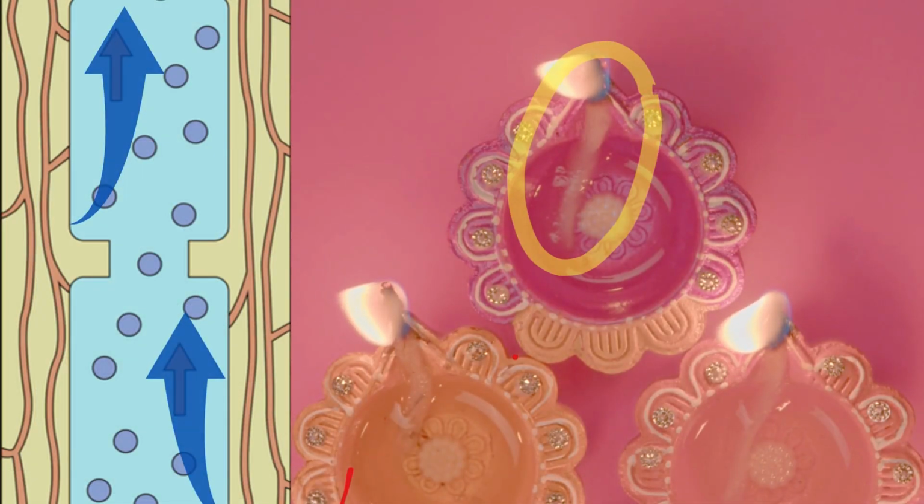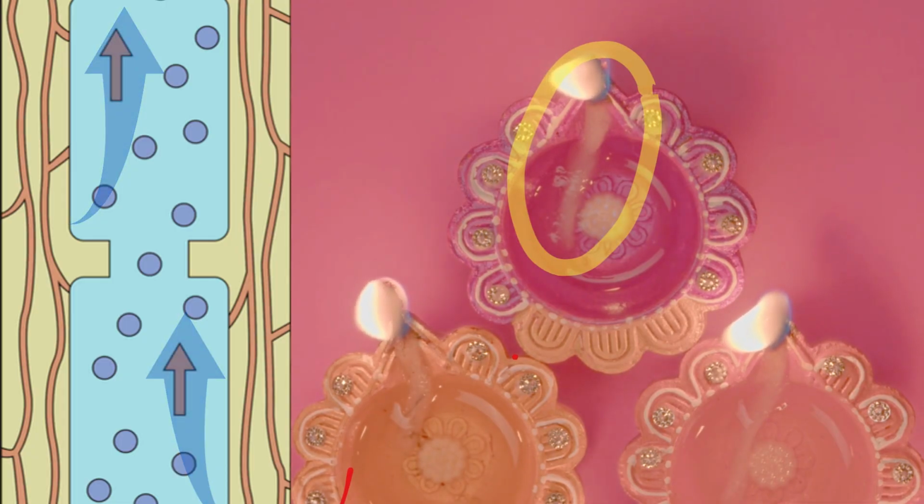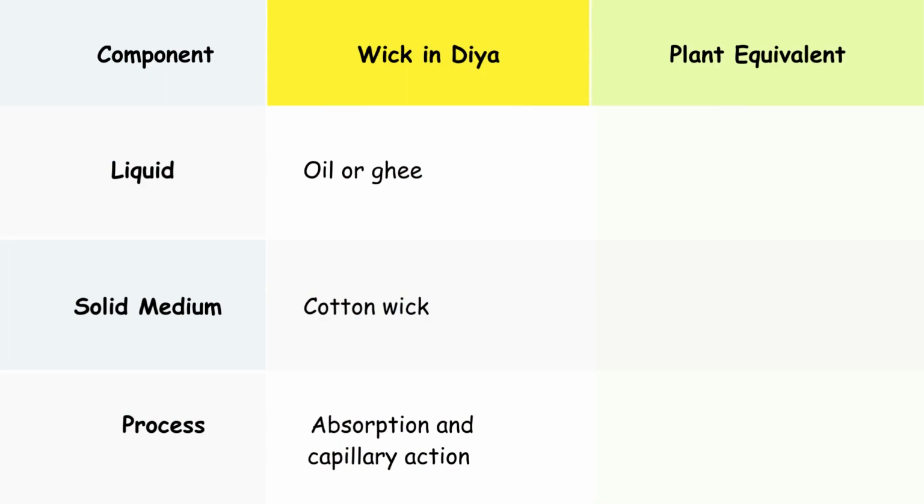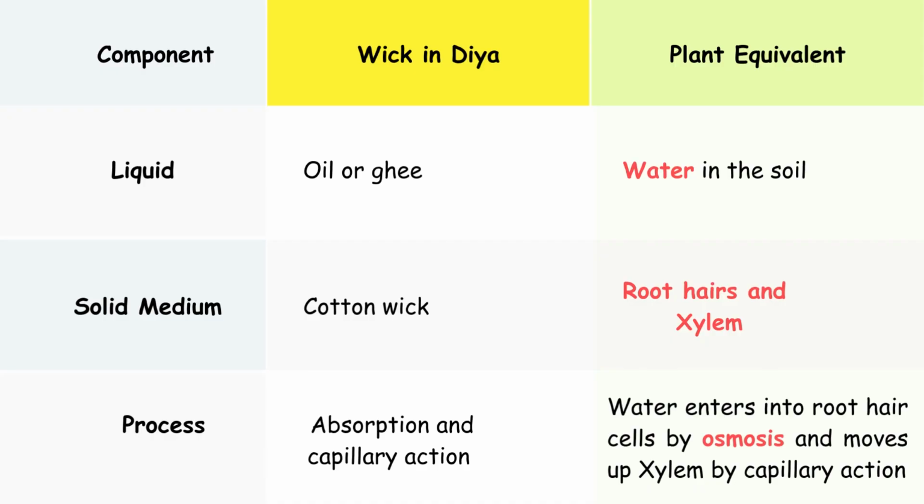Let's take a simple example. The Diwali diya. The cotton wick inside the diya is made up of thin fibers which absorb and carry oil. Only the base of the wick touches the oil, but the flame burns at the tip. Can you guess what in a plant works like the oil, the wick? Does it also involve absorption and capillary action? Yes, the oil is like water in the soil, the wick is like the root hair cells and the xylem. The process involved is osmosis and capillary action.